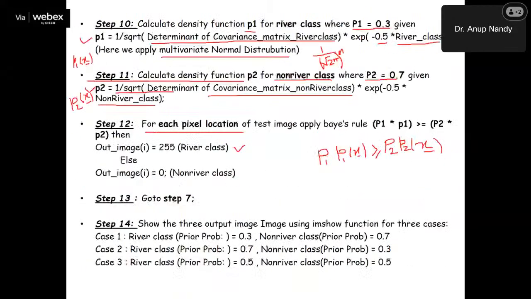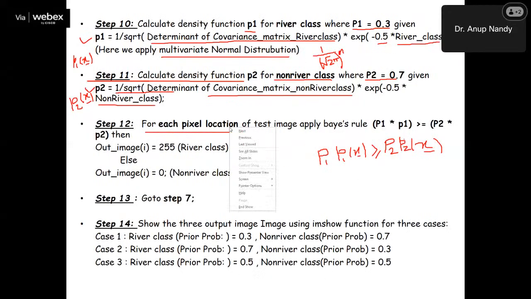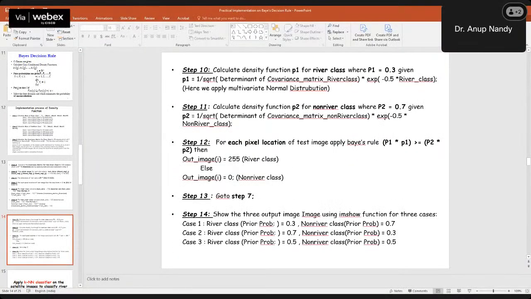So these are the simple steps of how to implement a Bayes classification rule on the satellite images. Before implementing this on KNN, I will just tell you that there is another way. So I can show you this code.